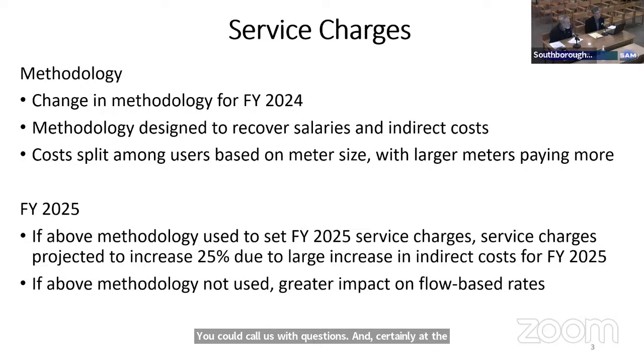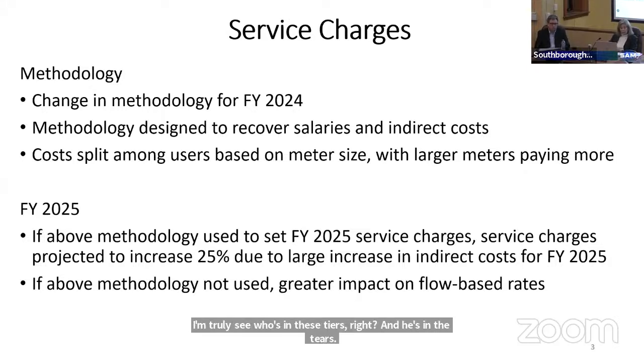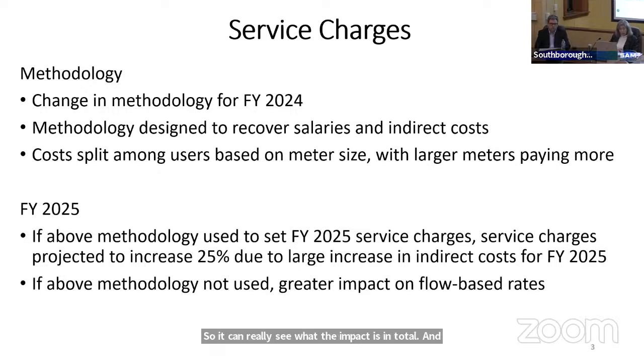So Matt, when you came last year, you had all the details of the users, so if we could see that too, to truly see who's in these tiers, so we can really see what the impact is in total. Again, I'm not so concerned about a 25% increase on $38, right? The higher tiers, the bigger meters, yeah, it's bigger, but those are the businesses, et cetera. So it'd be helpful to see that prior to our vote, so we really understand what we're buying into.